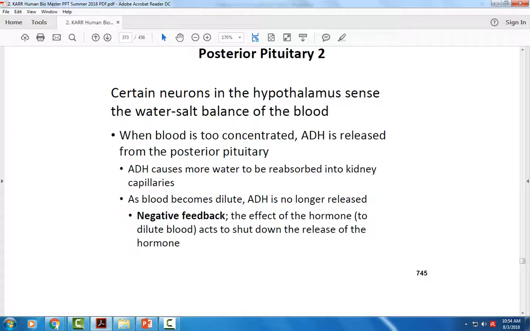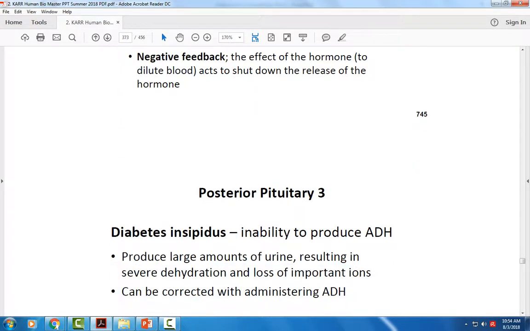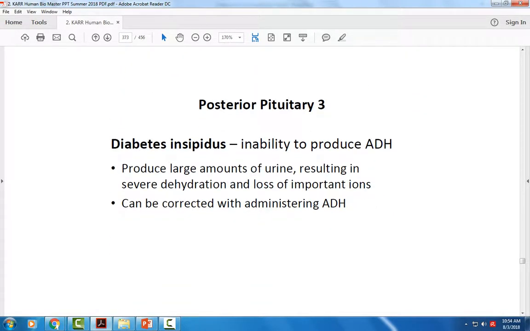If we don't have any ADH production due to damage to the posterior pituitary, that's going to cause us to lose water, because if the job of the ADH is to conserve water, if we're not producing ADH, we're going to lose water, and there's going to be lots and lots of dilute urine produced, and that can cause a drop in blood pressure and sodium and potassium loss, and can be very serious. So it's something that definitely needs to be corrected.